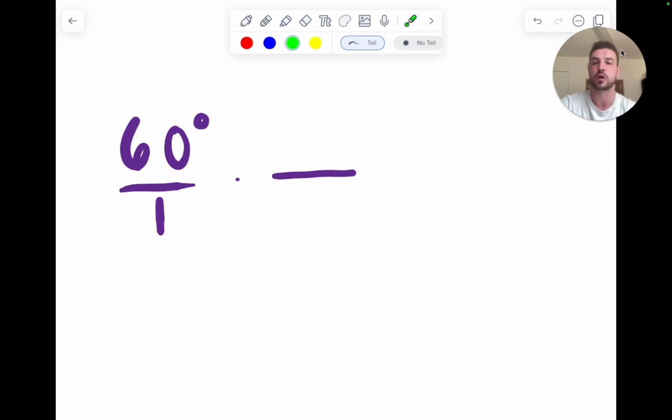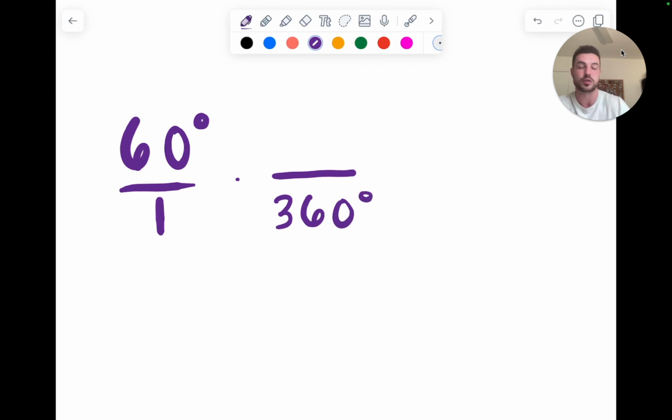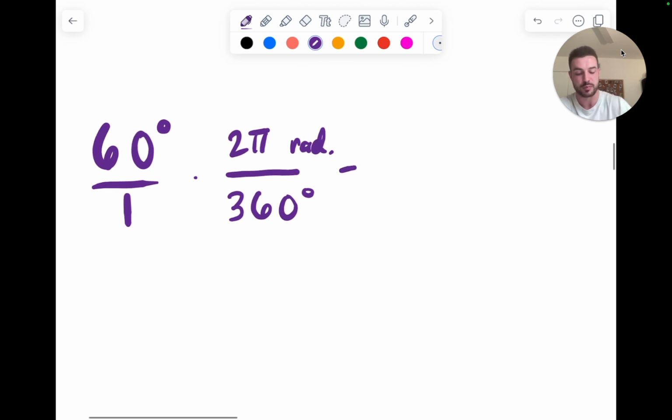Now, the important rule we're going to talk about is what goes where. I want to cancel out my degrees. Well, in order for something to cancel in a fraction, we need to have it in the numerator and denominator. So I am going to put 360 degrees in my denominator. All right, now I need to think about, okay, let's switch units to go from degrees to radians. 360 degrees is equivalent to 2 pi radians. All right, and the way that this works is we multiply across, and we will get 120.